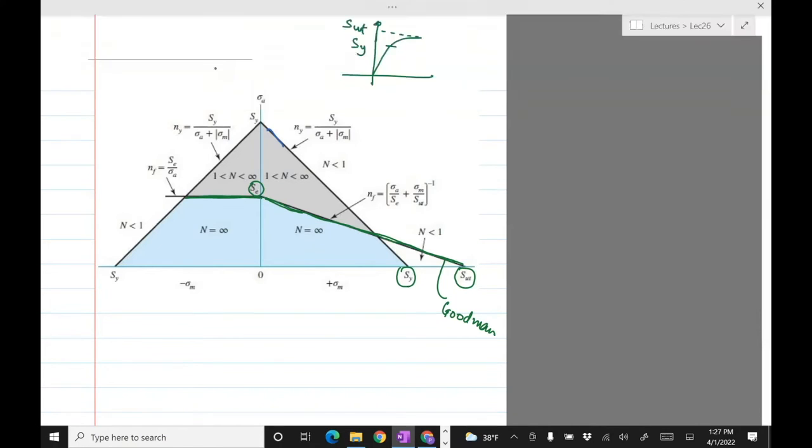The other line here is the Langer line, this one. You can see the intercepts are Sy and negative Sy on the x-axis. So you'll always see that this curve looks like the way it is drawn, which is the Langer line would have a bigger slope than the Goodman line. Okay, now we come to the regions, which I think is the most interesting. This is a very powerful figure because it tells you graphically what's going to happen.